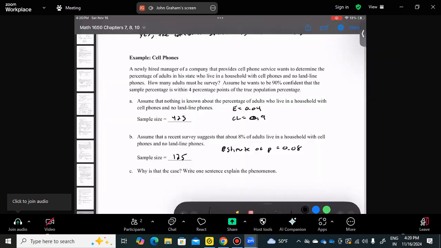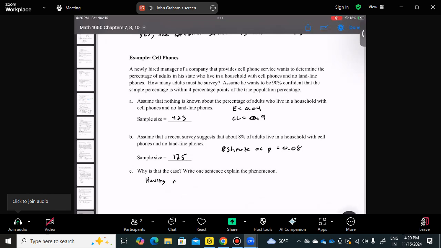So why is this the case? Having more information and an expected proportion allows us to have a lower sample size that is needed.